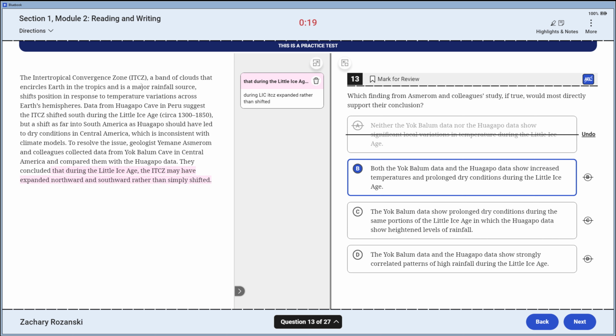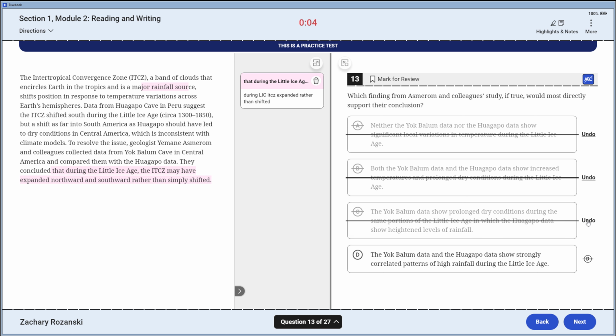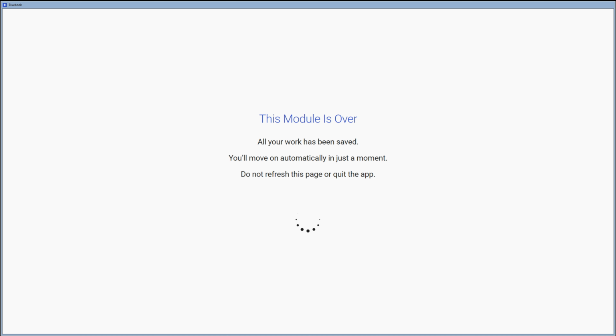The band of clouds is a major source of rainfall. If they had prolonged dry conditions, they didn't experience it. That prolonged dry conditions are the same, showed prolonged dry conditions during the same portion in which the other shows heightened rainfall. No, this is shifting it. The data show strongly correlated paths. Yeah, they both experience rainfall. They both experience that at the same time because they both expanded throughout. Too easy.